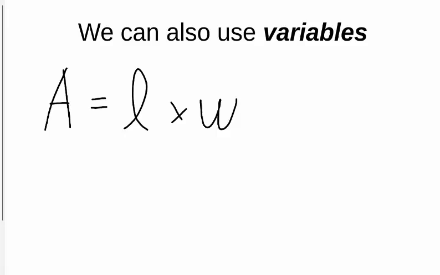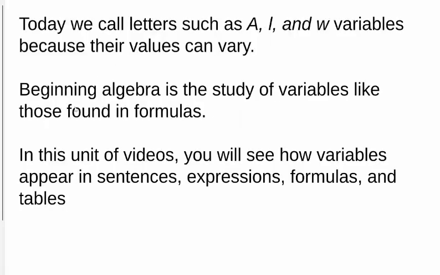Algebra is all about using variables. So, letters such as A, L, and W are variables because their values can vary. And that's beginning algebra. That's the study of those variables like those we found in formulas like the formula for area. In this unit, you're going to see how variables appear in sentences, expressions, formulas, and tables. And we're going to look at those words, what a sentence is, what an expression is, what a formula is, and what a table is in the various sections.